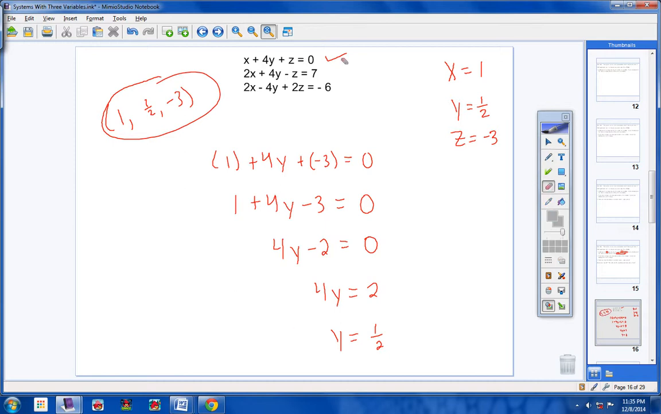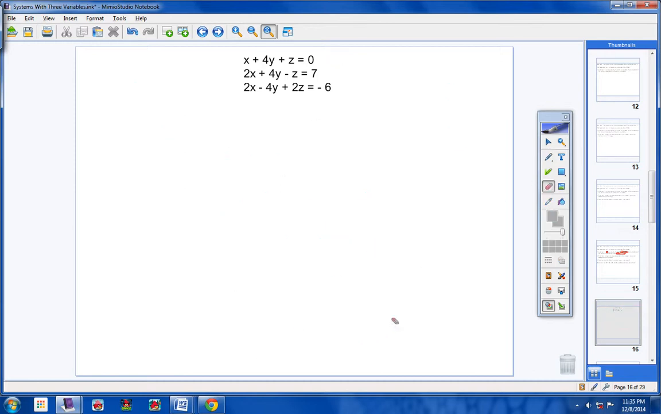Now I want to show you guys something. This is a pretty easy problem because all of your y's had 4s. Don't forget that sometimes you're going to have to multiply equations by numbers. For example, let's say I chose to eliminate my x's first. Well, I could go through and change all of these signs here and combine this equation and this equation. And that's fine. That's a good thing to do, okay?